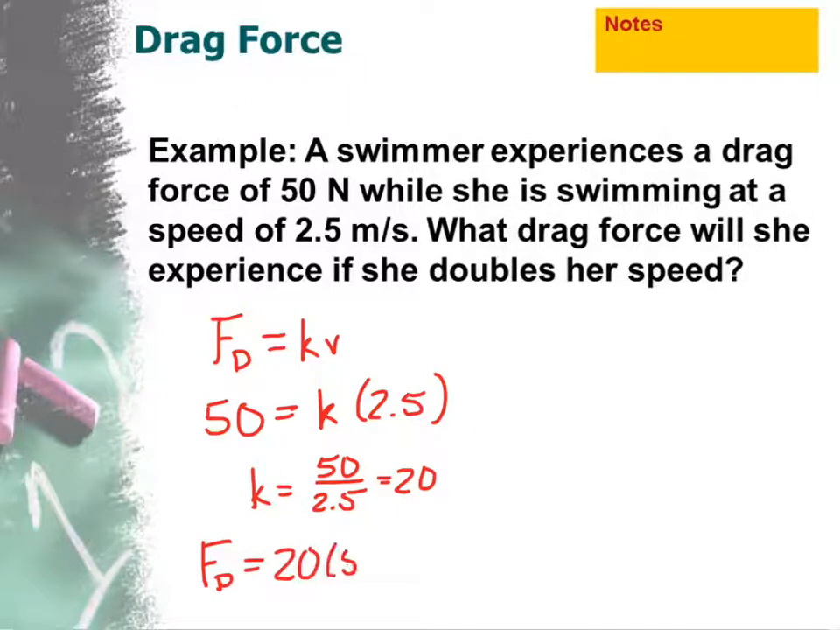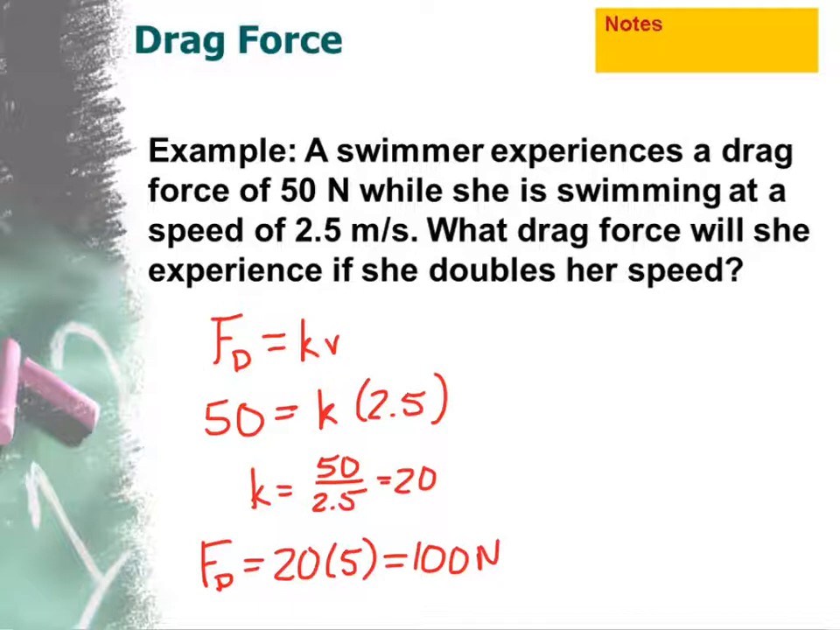So if she wants to double her speed, that means she's going to double this number. So 2.5 times 2 will give me 5. So that's the new velocity that I plug into my drag force formula. I know the value K now because I calculated it using the information that was given to me. And now we can calculate drag force. So that's equal to 20 times 5, which is 100 newtons. Okay, so that's one way that you could have figured out the drag force when she doubled her speed.